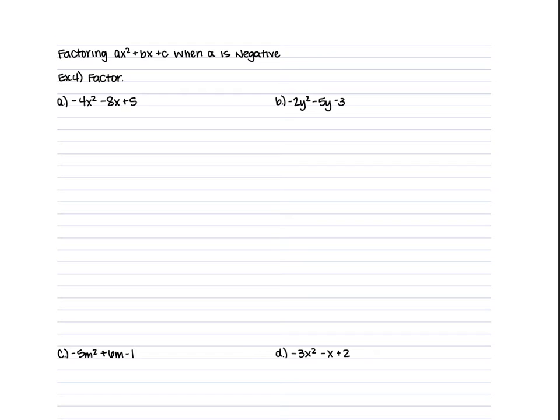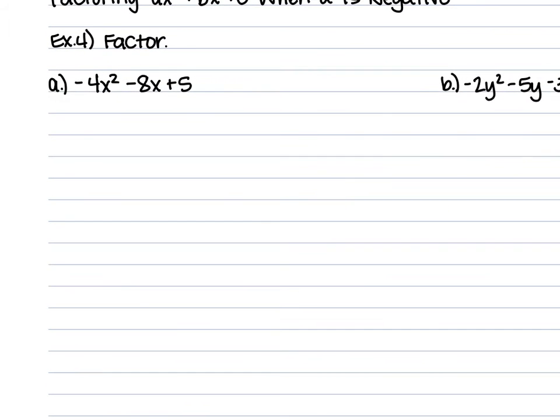For example, for A, it tells us to factor negative 4x squared minus 8x plus 5. With these, our A term is negative, and we do not want to work with a negative A term, so we are going to first factor out a negative 1 unless we have another greatest common factor from all three of these terms. So first thing we're going to do is factor out a negative 1. That's going to change the sign on every term. Remember, whatever you factor out has to go in front, and whatever's left over goes in parentheses. So if we change the sign on all of these, we're going to have 4x squared plus 8x minus 5.